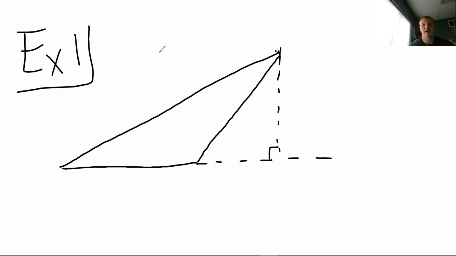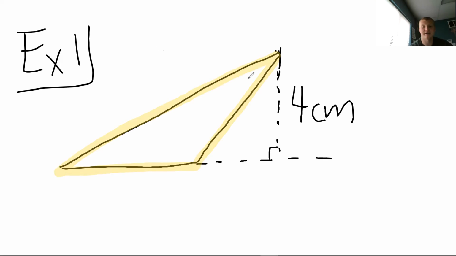So I will highlight the triangle we're looking at. So let me show you the triangle we're looking at. So we're looking at this triangle right here. So the reason I put the dotted lines is because of this. So it says our height is 4 centimeters. So that is this height right here, those dotted lines.